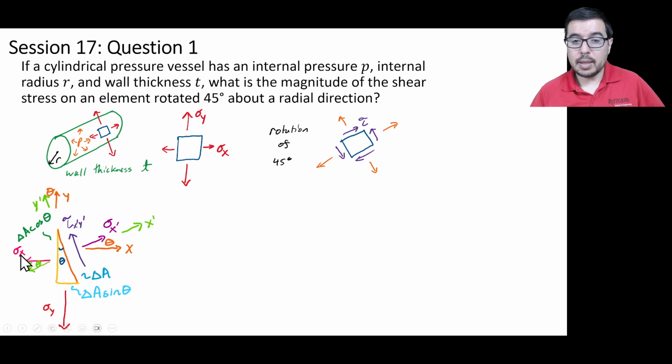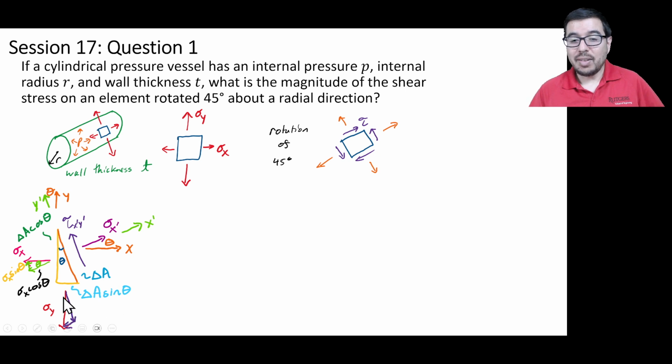The component of the sigma x in this green direction, which is parallel to x prime, is going to be sigma x cosine theta, right? This now sigma x is serving as the hypotenuse for this triangle. Over here, we have a component angled in the same direction as y prime, and that will be in the same direction as tau x prime y prime, and that component of this stress is sigma x sine theta.